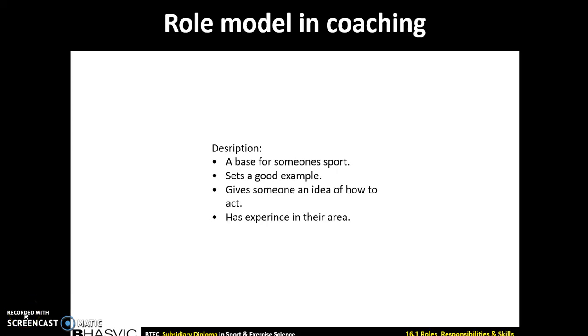16.1 Roles, Responsibilities and Skills of a Coach, Ashley Adamson-Edwards.